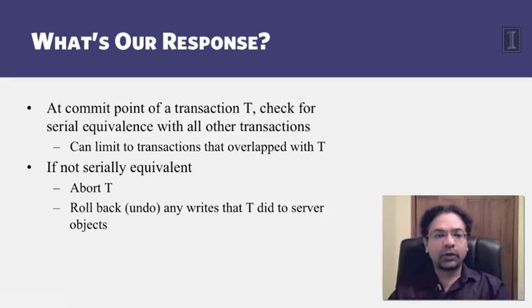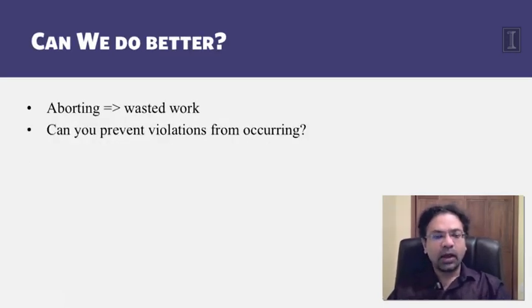No matter what you do, if you abort a transaction, you need to make sure that you roll back or undo any of the writes that T made to the server objects, so that the nothing property of the all or nothing guarantee is enforced, and that T aborted and none of its updates were reflected on any of the server-side objects. But really, what we're noticing here is that transactions are aborting, and that means wasted work, right? So the question arises, can you prevent violations from occurring at all?